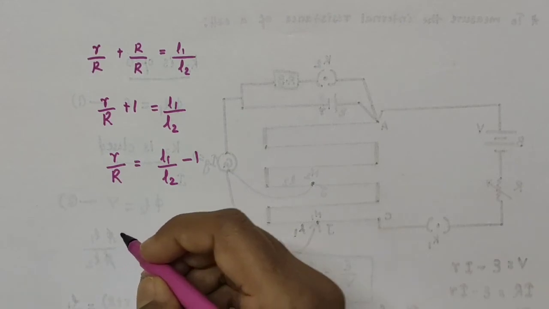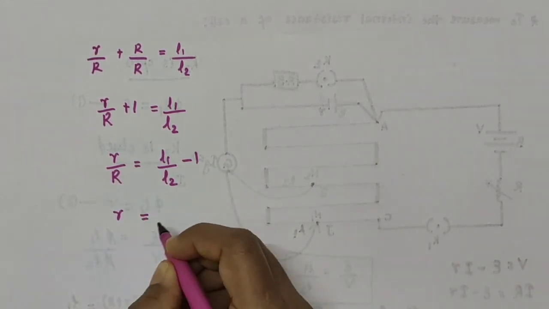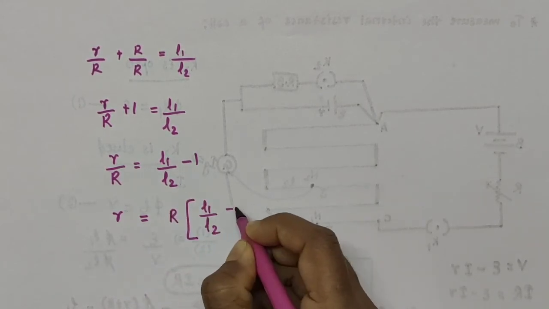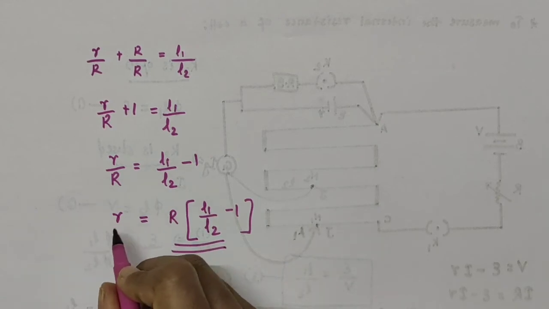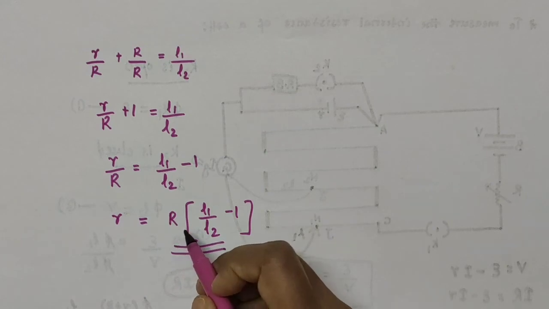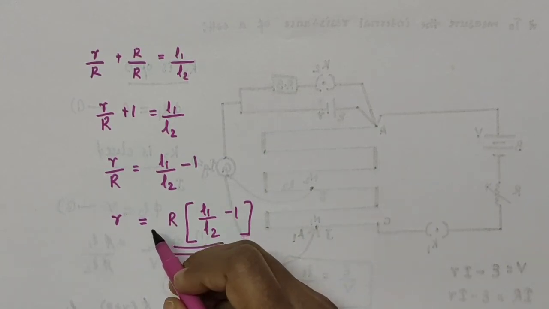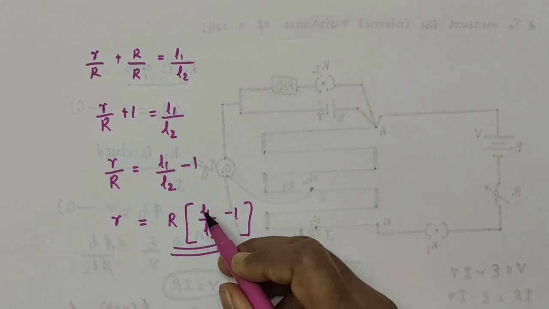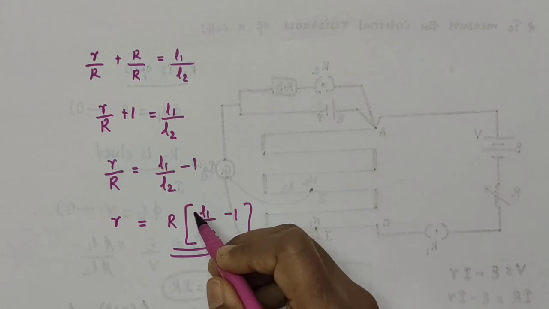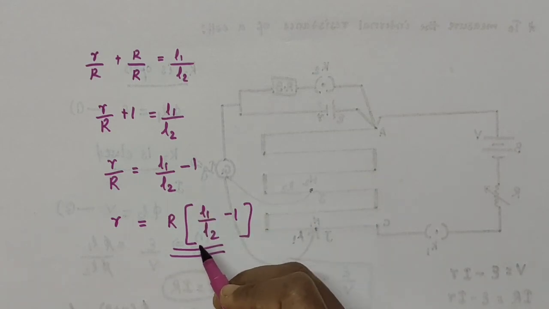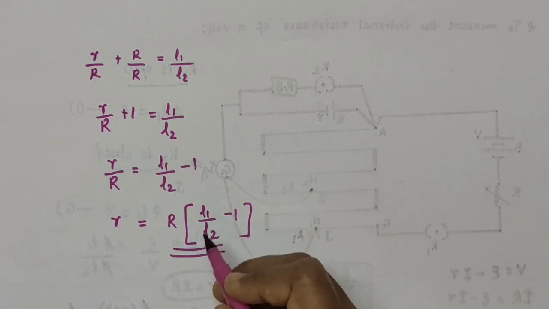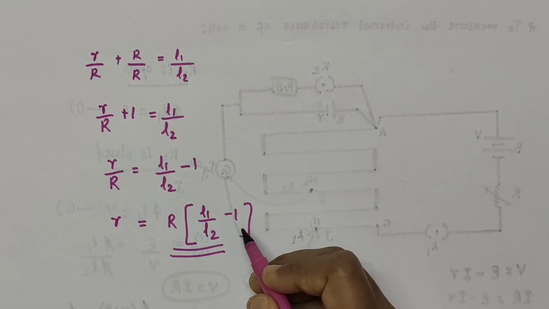We want to find out the internal resistance of the cell, that is small letter r. So this will be equal to capital R into L1 by L2 minus 1. So we got an expression for the internal resistance of the cell. Capital R is the resistance that we are getting from the resistance box. L1 was the balancing length when the key K2 was opened, and when the key K2 is closed, we are getting the balancing length as L2. So we are getting internal resistance as R into L1 by L2 minus 1.